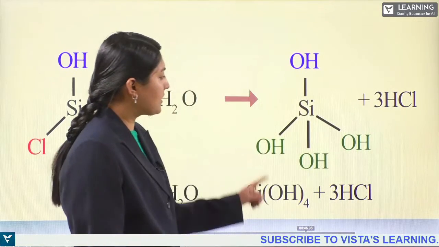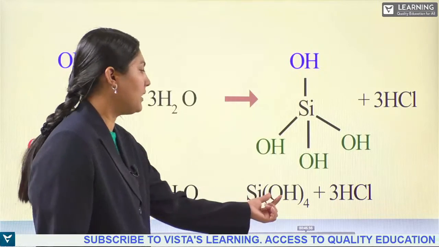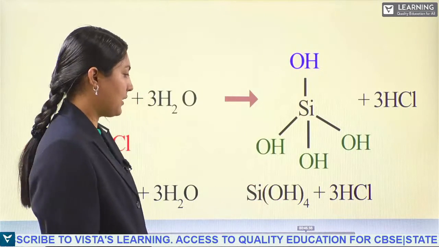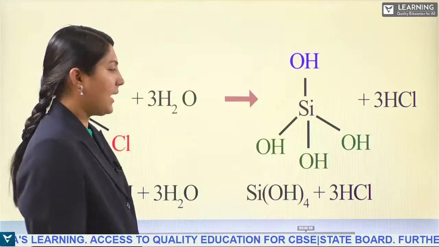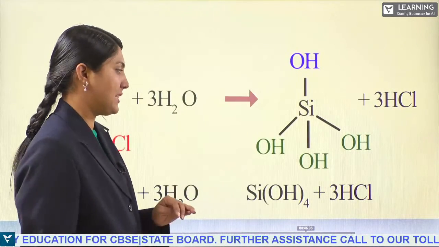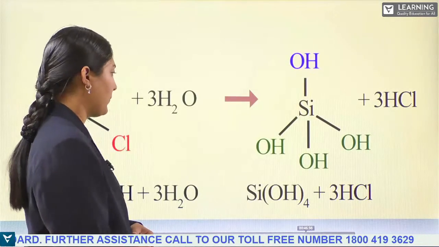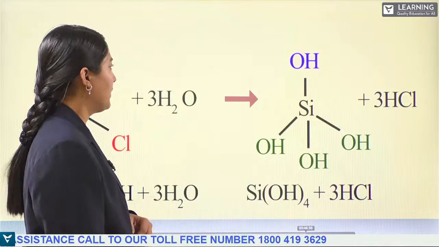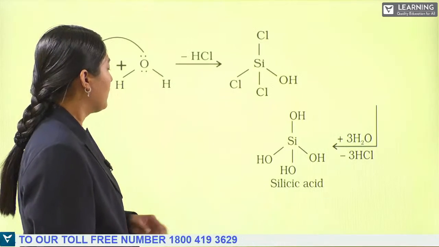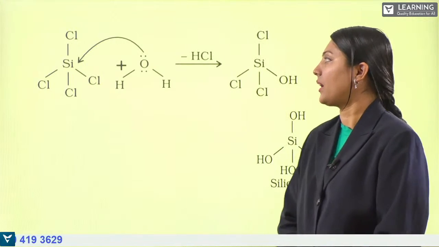So here we can see all the chlorine atoms have been displaced, forming tetrahydroxy silicon or silicon tetrahydroxide, with removal of 4, totally 4 HCl formed by formation of this complex. Hope you understand this, students. Good. So here again we can just go through this. Even in your textbook you can find this.